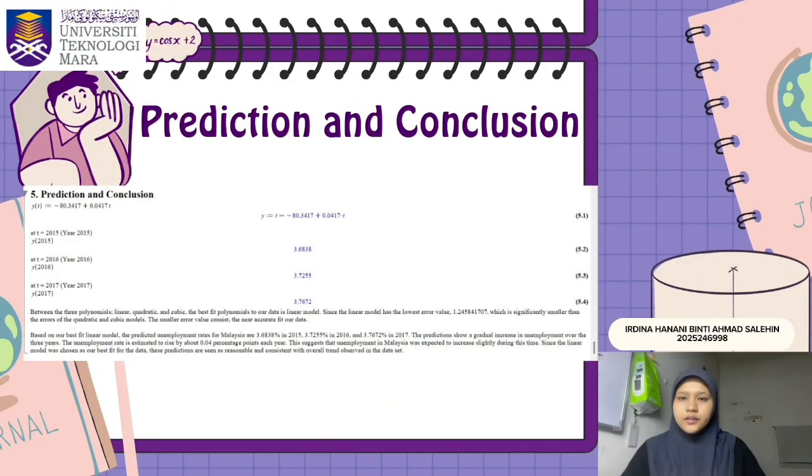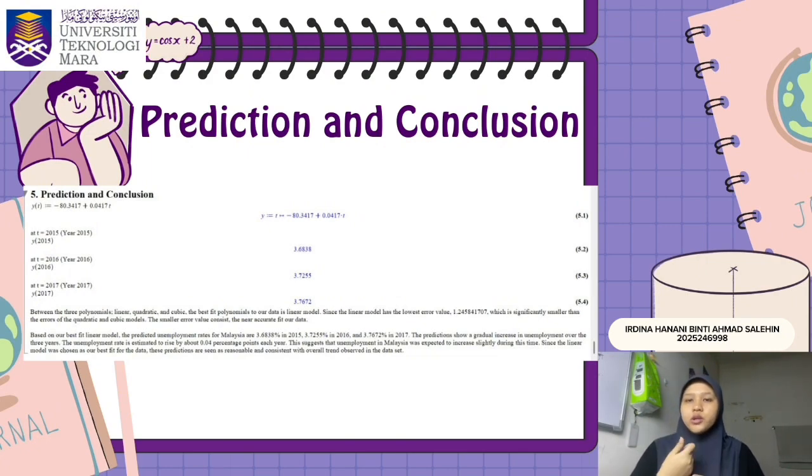After comparing error values from all models, we found that the linear model was the most suitable for our data since it has the smallest error value. This is because it provides predictions that are the closest to the actual data if the model has the smallest error value. To obtain the predicted unemployment rates, we substitute the years 2015, 2016, and 2017 into the linear equation model.